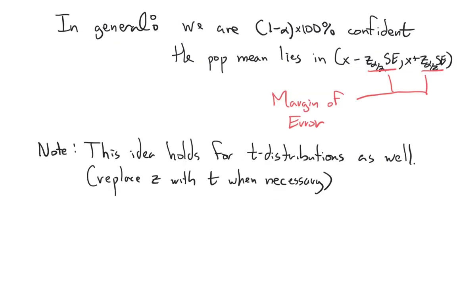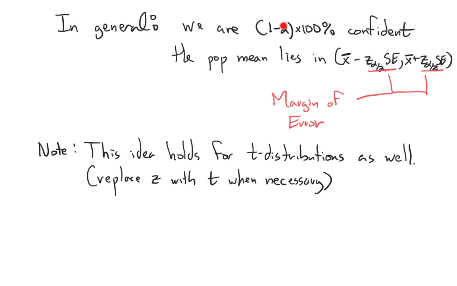So in general, not working with actual numbers, but if we decide what our error is, we are confident that the population mean lies between our sample mean minus z alpha over 2 times our standard error, and the sample mean plus z alpha over 2 times our standard error. So that idea works for any confidence level we like.